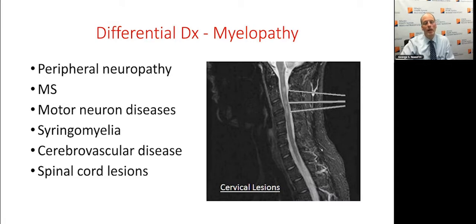The differential diagnosis of myelopathy includes peripheral neuropathy, most commonly idiopathic or diabetic, MS, motor neuron diseases such as ALS, syringomyelia, cerebral vascular disease, and spinal cord lesions. So this patient here has multiple plaques in their spinal cord, these white areas, but they don't have any evidence of any stenosis. So this patient has a primary cord process and it ended up being MS.